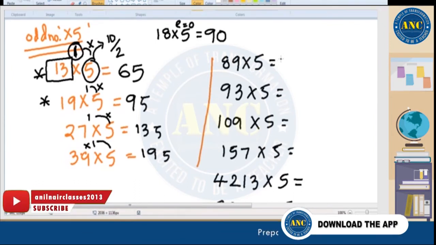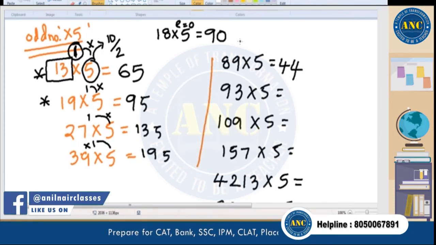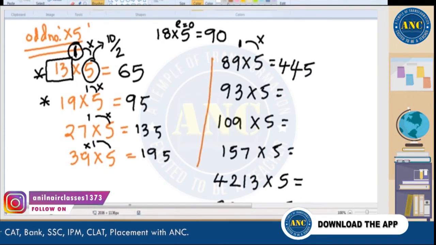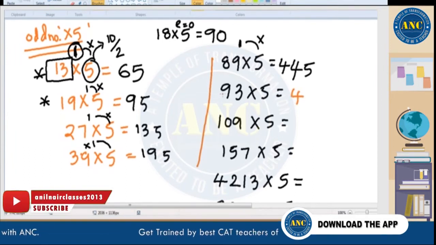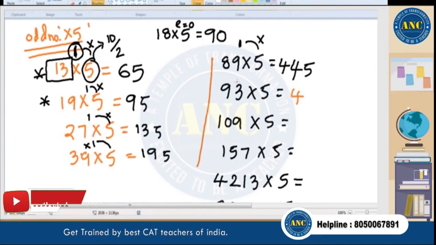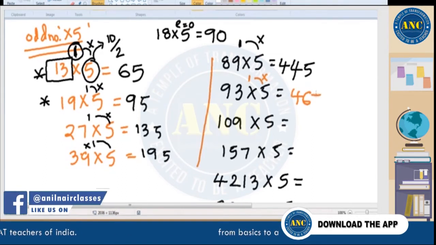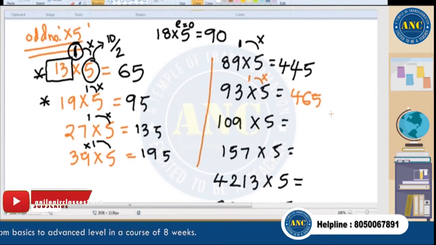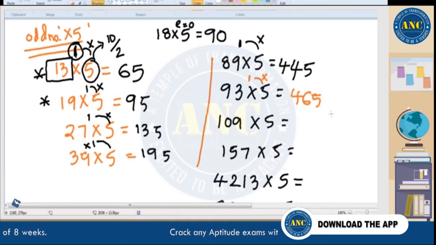Now, divide with 2. 2 4s are 8. 9 is there. What is the remainder? 1 is the remainder. So, what is 1 into 5? 5. Answer is 445, sir. Now, divide with 2. 2 4s are 8. Remainder is 1, means 13. 2 6s are 12. Remainder is 1. 1 into 5, 5, sir. Nothing to worry, sir. Don't multiply any number with 5. If you have to multiply with 5, simply divide with 2. Remainder into 5 will be your answer.